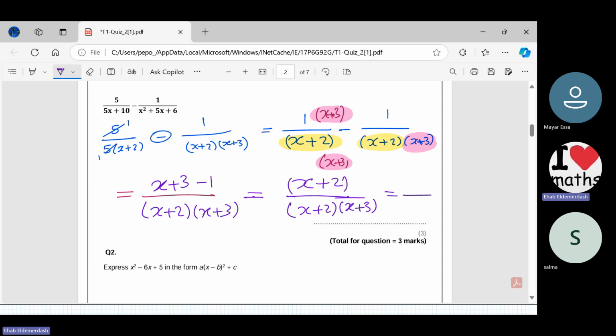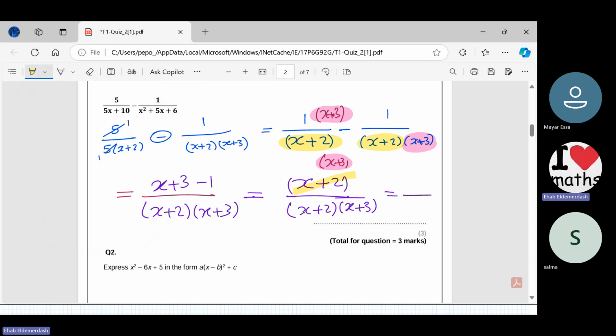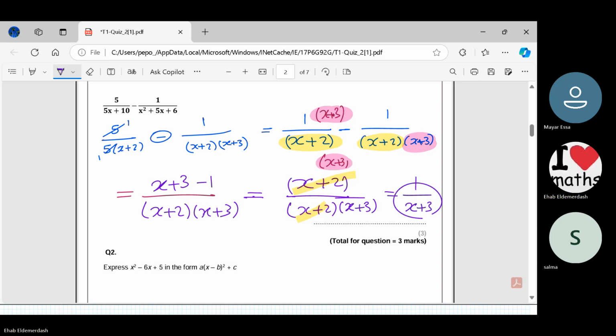Cancel it out. خلاص يبقى اللي حصل معاك هنا you can cancel them out. X plus 2 and x plus 2 will cancel. So the remaining will be 1 over x plus 3. And that's it. Am I right?